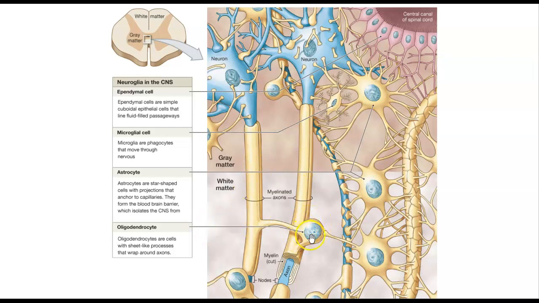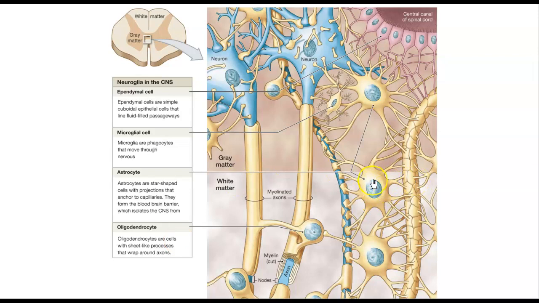So here's an oligodendrocyte that's forming this tissue that wraps around the axon of a neuron, forms the myelin that wraps around the axon of a neuron. So oligodendrocytes form myelin sheaths. This is called a myelin sheath. They produce myelin sheaths in the CNS.